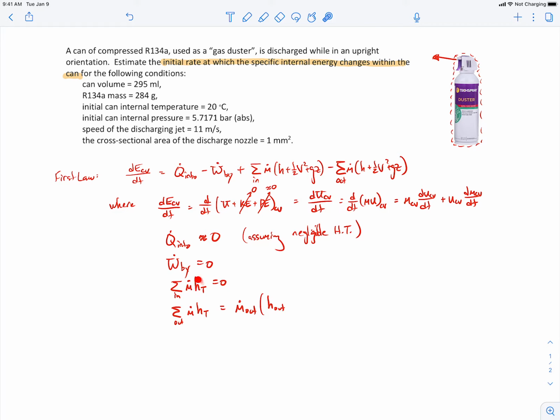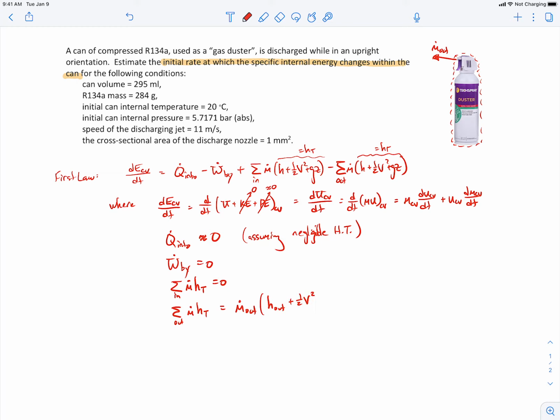By the way, the HT is known as the total enthalpy, total specific enthalpy. It's just this collection of terms here. If you didn't know that already, it's just a shortcut way of writing all these terms. So the rate at which total enthalpy is coming out is going to be the mass flow rate out, m dot out, times the specific enthalpy of what's coming out plus the kinetic energy of what's coming out. That's the specific kinetic energy.